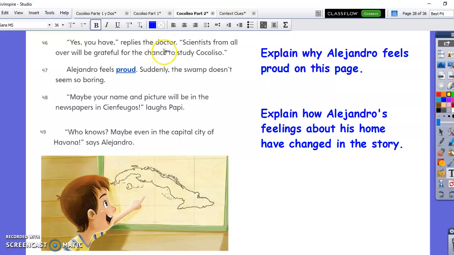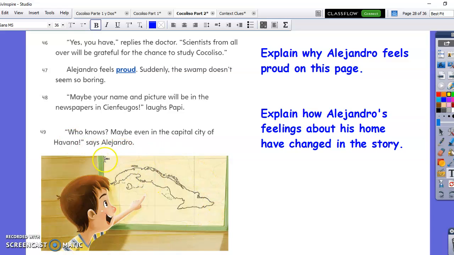Yes, you have, replies the doctor. Scientists from all over will be grateful for the chance to study Cocoliso. Alejandro feels proud. Suddenly the swamp doesn't seem so boring. Maybe your name and picture will be in the newspapers in Cienfuegos, laughs Poppy. Who knows? Maybe in the capital city of Havana, says Alejandro.